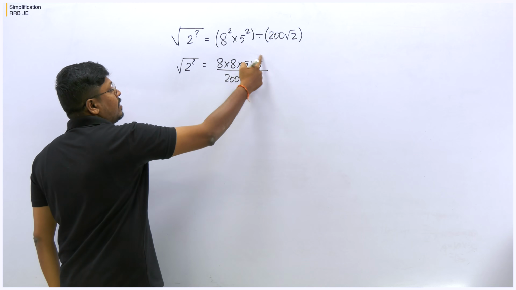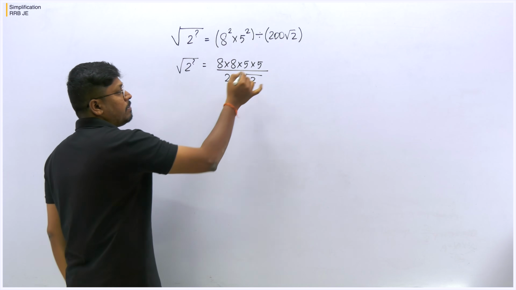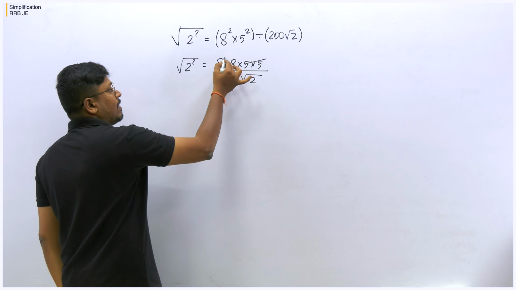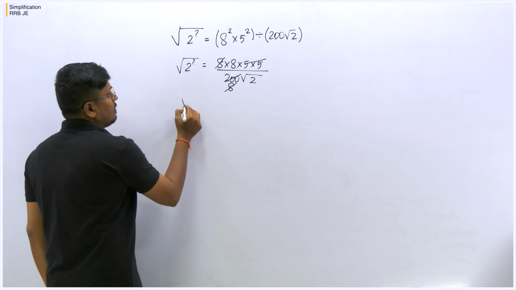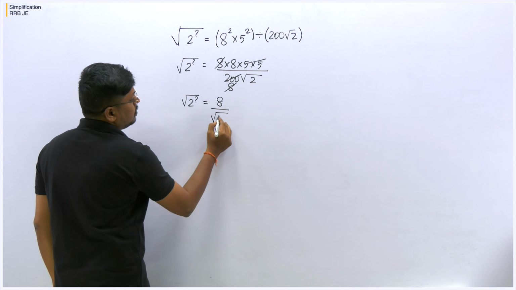So 5 into 5 is 25. 25 four times will be 100, 25 eight times will be 200. Right? So we can cancel this eight times. Again we cancel one 8 and one 8 here. So the remaining number that we have here is 8 divided by square root of 2.